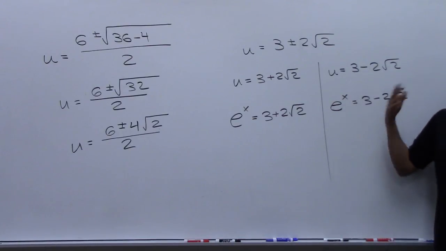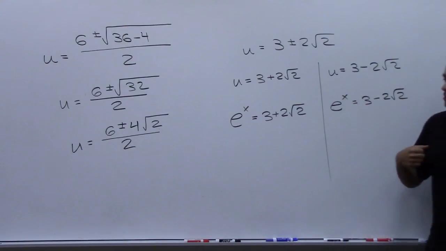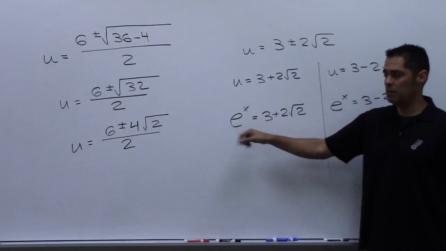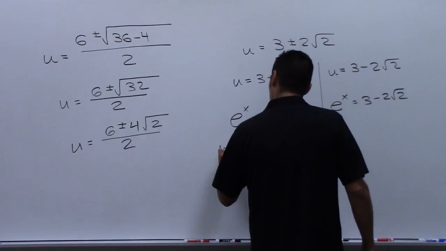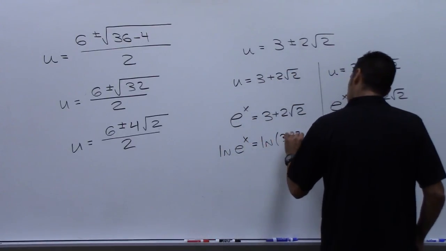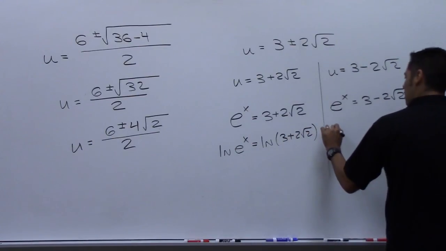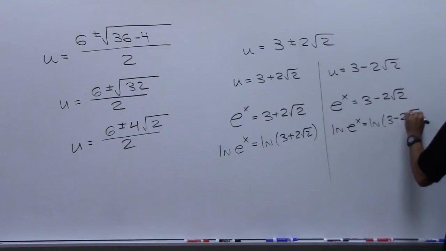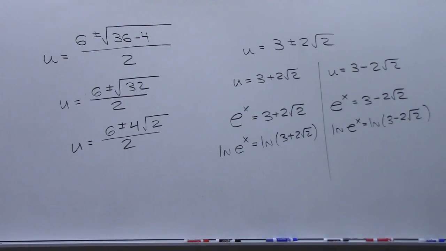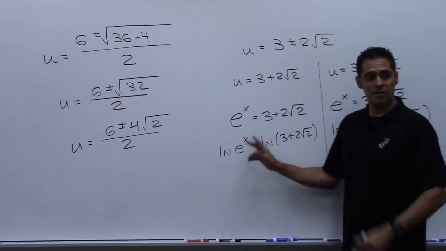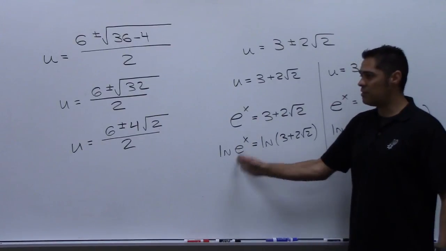To get what x is, we need to come in on both sides with natural log, right? That's what I'm going to do to drop the x out the front. So natural log of e to the x equals natural log of 3 plus 2 root 2. And over here, natural log of e to the x equals natural log of 3 minus 2 root 2. And something nice happens on the left side. Natural log of e to the x, those cancel each other out. So this just gives me x on the left.